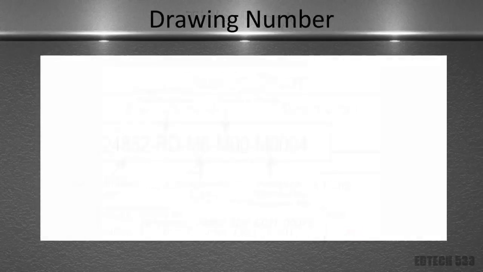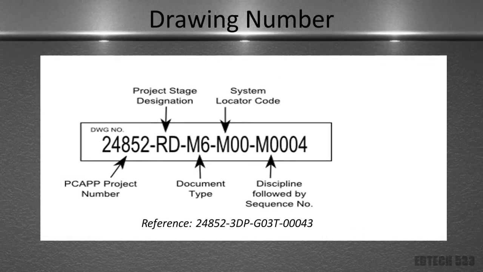So with the title block, let's take a look at the drawing number. Here we have a drawing number, and it is broken down into several parts. The first part of it is the project number. For PCAP, it is 24852. That is the number that represents our project versus any other project out there.